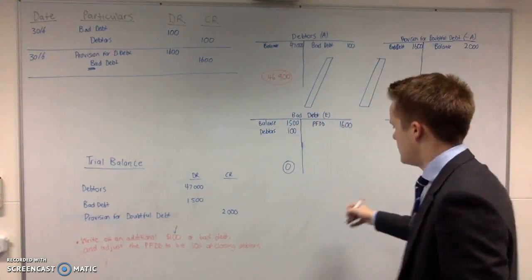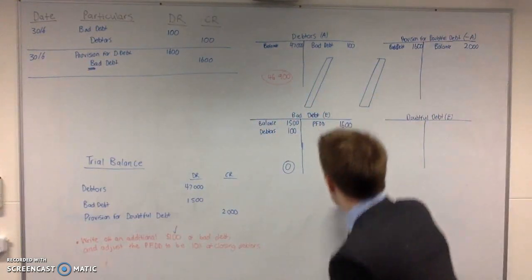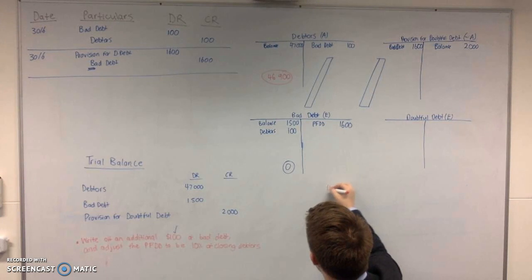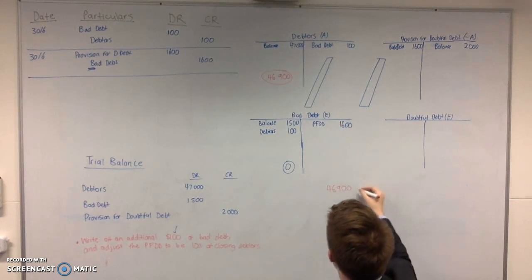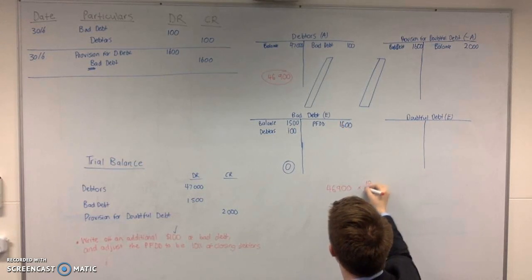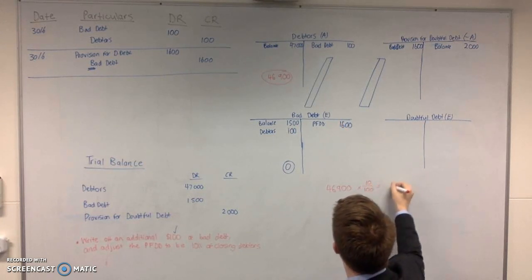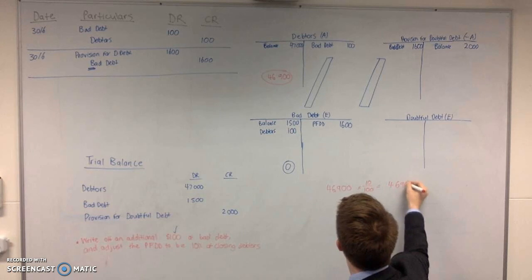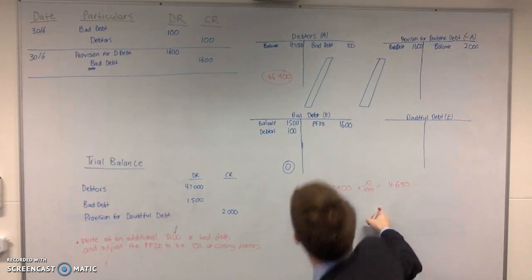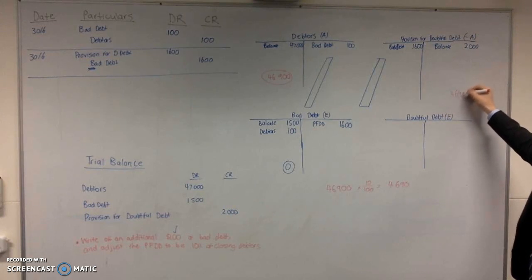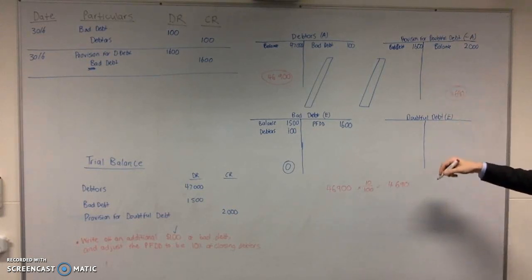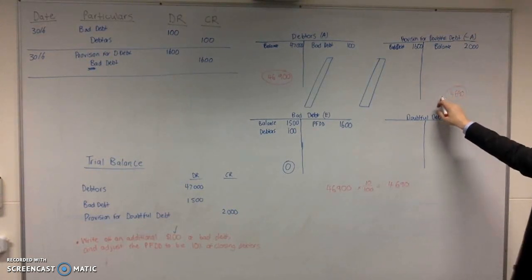All right, so down here we'll do a bit of working out. 46,900, the closing debtors balance, 46,900 times 10% equals 4,690. Okay, so this is our target. We want this balance to be 4,690. That's what we want this provision balance to be.